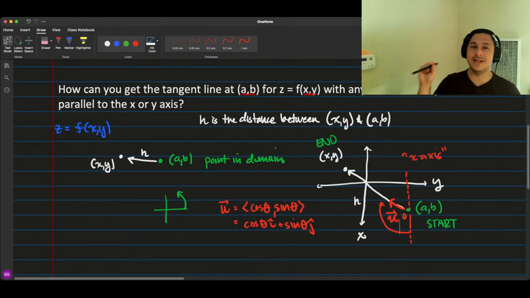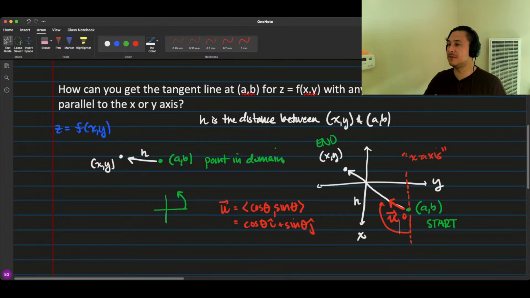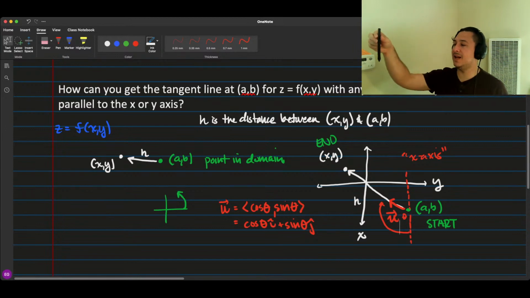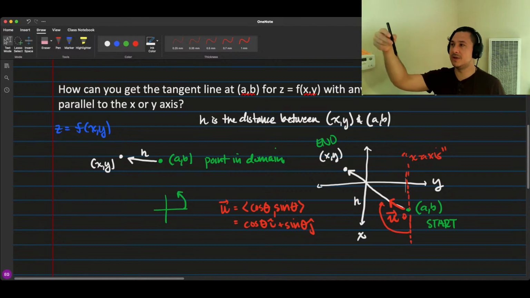Okay, we're looking down at the XY plane, so we're just looking at what's happening in the domain right now. You have this point (a, b) in the domain, that's your start point. You have a point (x, y) in the domain, that's your end point. If you draw a line between them, you want a vector that would point from your starting point to your ending point. If you can measure that angle, the way you find it is by drawing an imaginary x-axis parallel to the actual x-axis, and then measuring from that line the angle to the other line, which points in the direction you want. That can form the vector.